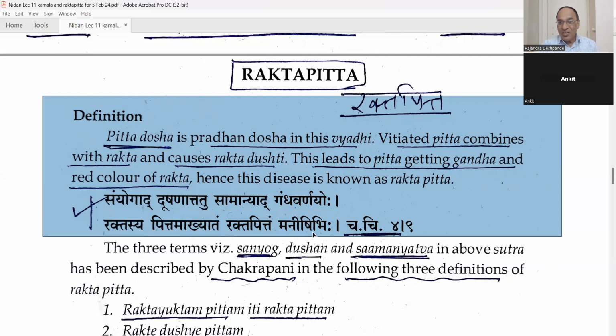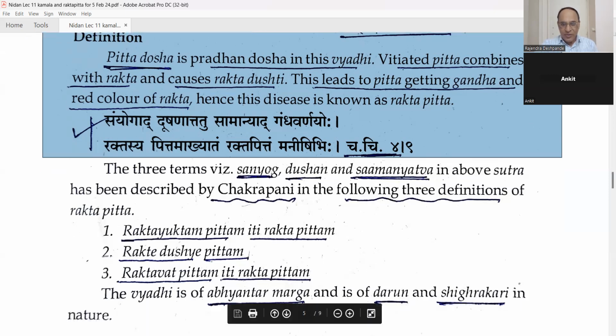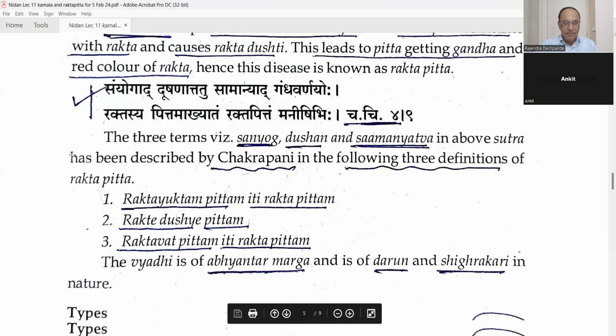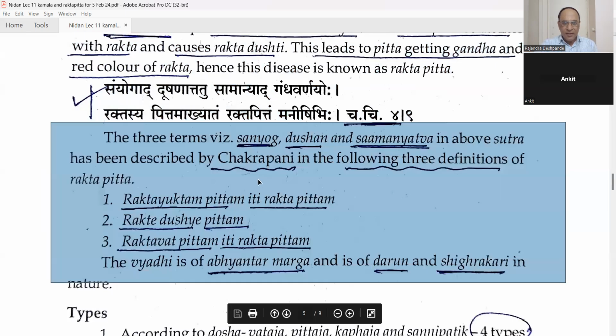The shlok is in the Charak Chikitsastan, chapter number 4. The three terms are there. Can you see? Now I will move the cursor ahead so you can read those lines. Concentrate here. Sanyoga is there. Dushana is there. And Samanyatva is there. So write down these three words: Sanyoga, Dushti and Samanyatva. Described by Chakrapani in the following three definitions of Raktapitta.